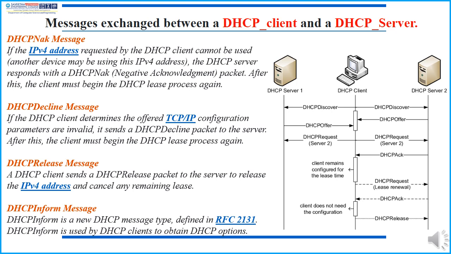DHCP release message. The DHCP client sends a DHCP release packet to the server to release the IPv4 address and cancel any remaining leases. The last message is the DHCP inform message, which is a new DHCP type defined in RFC 2131. It is used by DHCP clients to obtain DHCP options.